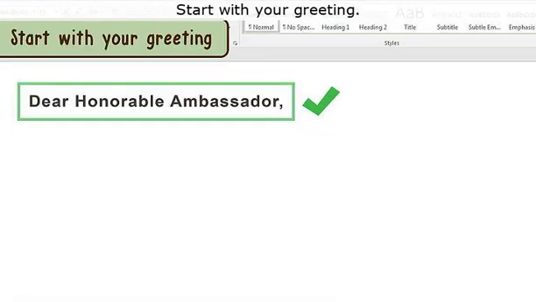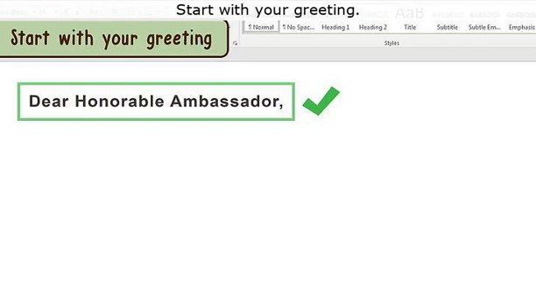Step 2. Start with your greeting. After you've finished the address blocks and subject line of your letter, you're ready to begin the letter itself. Use a formal greeting and address the person to whom you're writing by their full title. To address the person correctly, you'll need to follow the correct etiquette or diplomatic protocol based on your research. If you're addressing the consul general or any other embassy employee, you'll generally use their full name. For example, you might write, "Dear Mr.